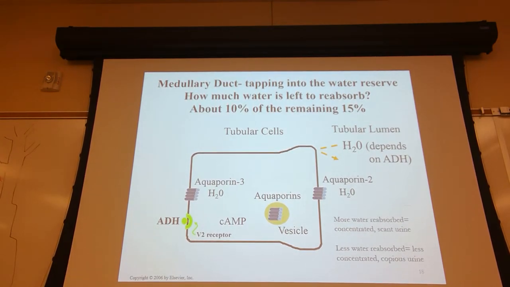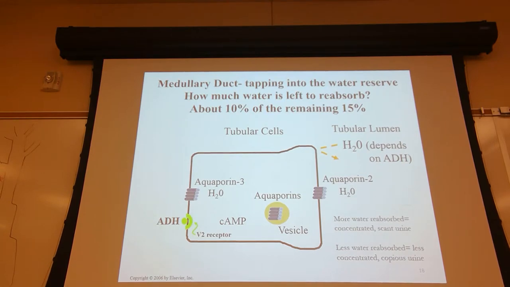Without ADH, those aquaporins are not inserted. Without ADH, you're peeing like a racehorse. Copious amounts of dilute urine. Guess what inhibits ADH? Alcohol.